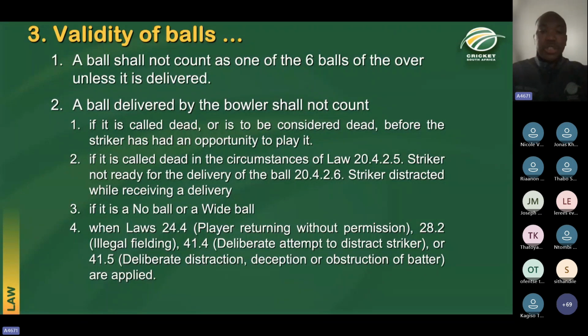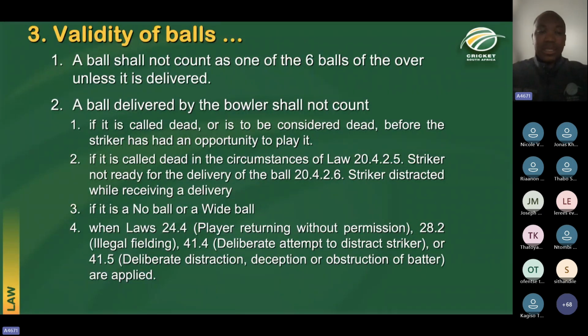When a player returns to the field without permission from the umpires and comes into contact with the ball, the ball automatically becomes dead. There are 5 penalty runs awarded to the batting side and other punishment that we will get into in later laws, but that delivery will not count as a legal delivery in the over.